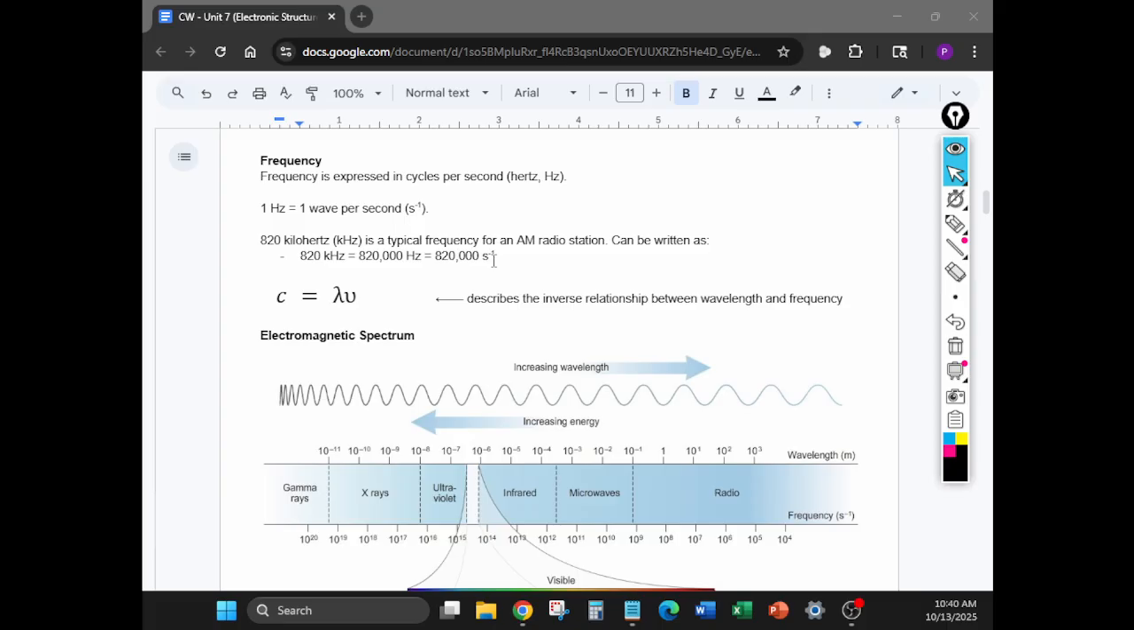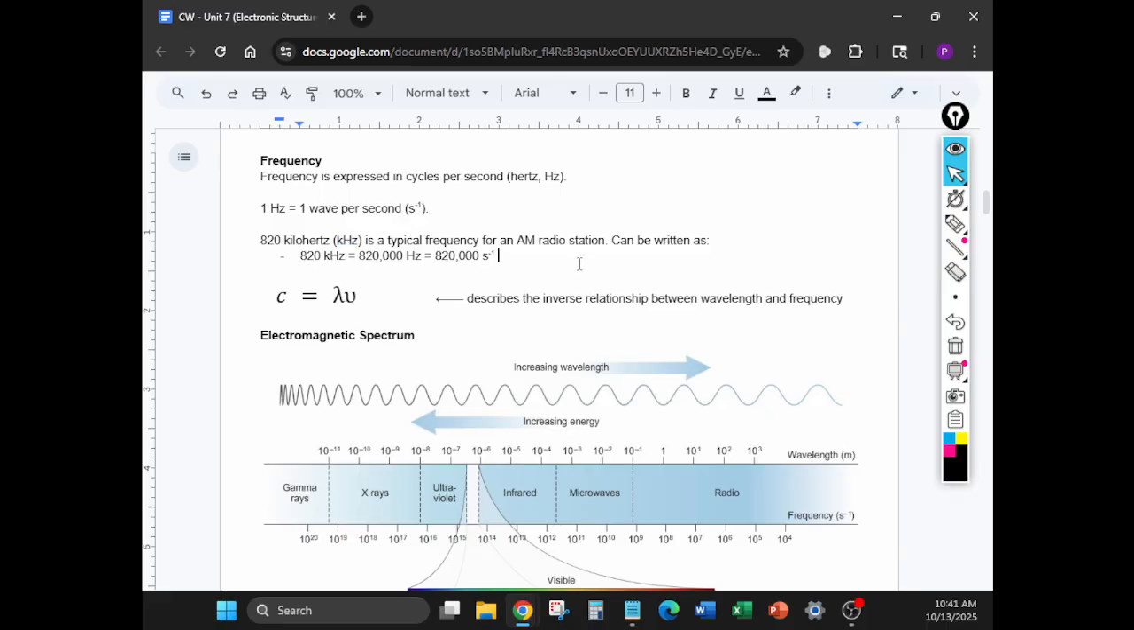So exactly what it sounds like, frequency, how frequently the waves come. We see it typically when it comes to things like a radio station. So if you listen to the radio, radio waves are measured in terms of kilohertz. So you might hear that when they broadcast what radio station they're on.